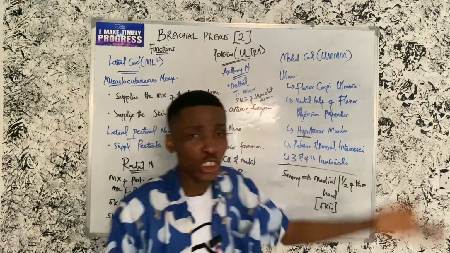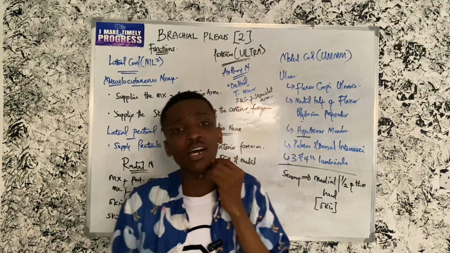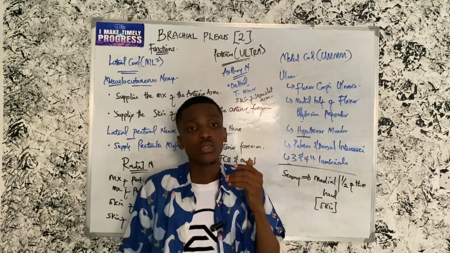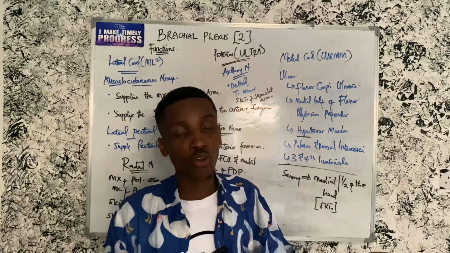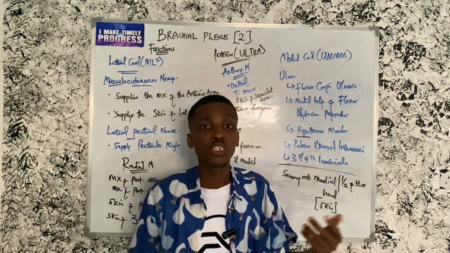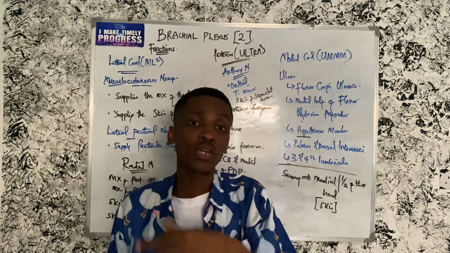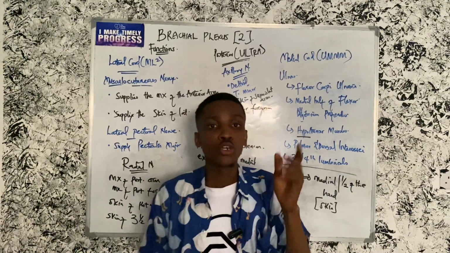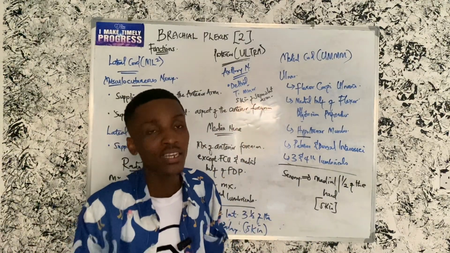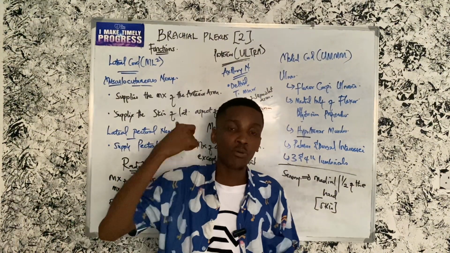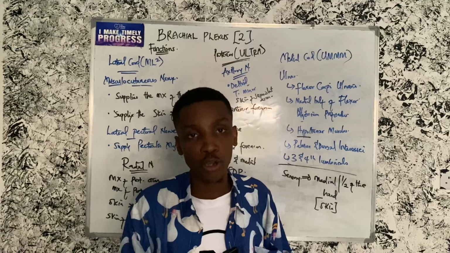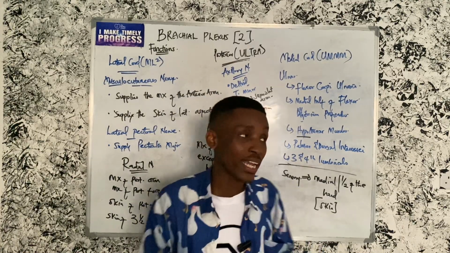The other branches I mentioned, like suprascapular nerve, will supply supraspinatus and infraspinatus, which are rotator cuff muscles. Which other one do we mention? Dorsal nerve to subclavius to supply subclavius. Dorsal scapular nerve will supply levator scapulae, which is a muscle that elevates the scapula, and then it will also supply rhomboids, both major and minor.